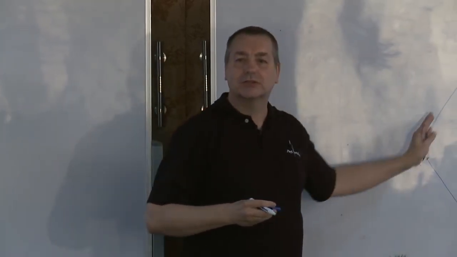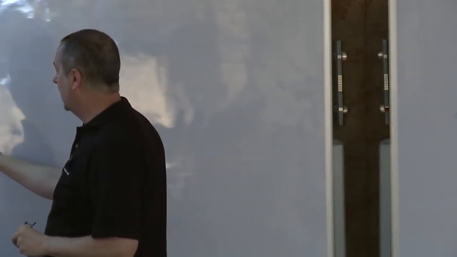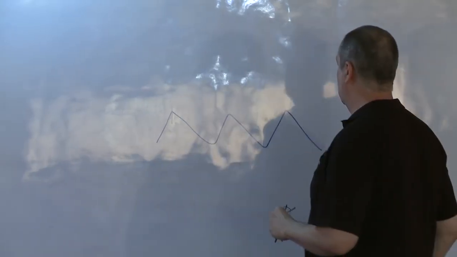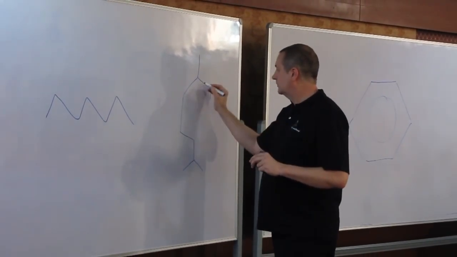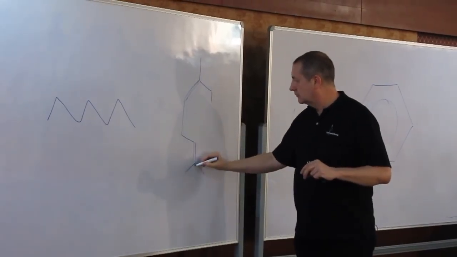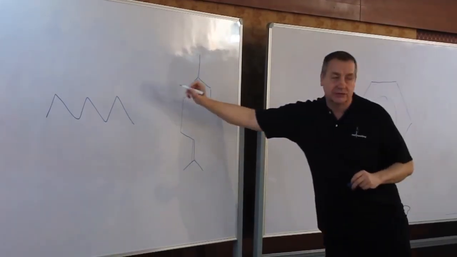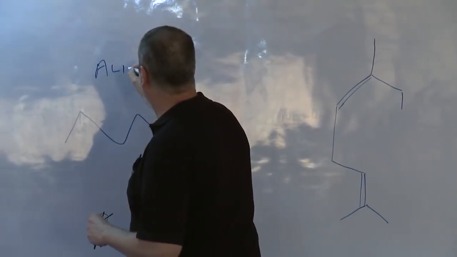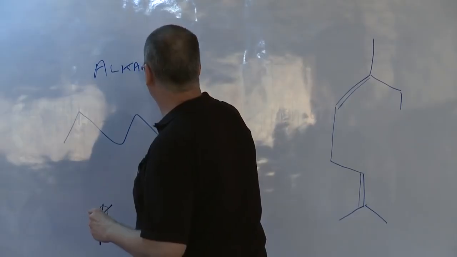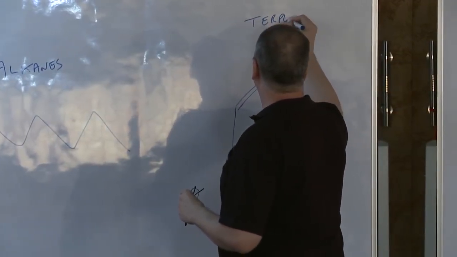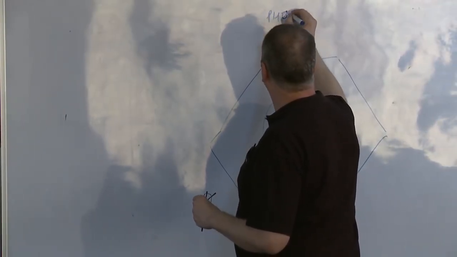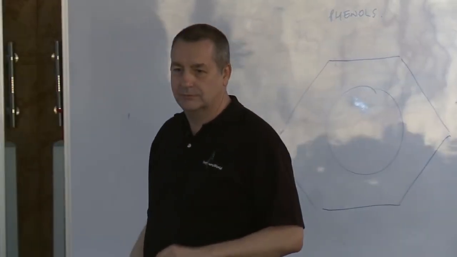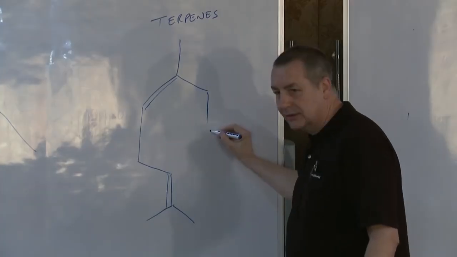You get cyclic bodies. That's where the molecule is attached as a ring. And you get acyclic bodies, where they're not attached. These are called alkanes. These ones are called terpenes. And these ones are called phenols, for example. You can get cyclic terpenes.